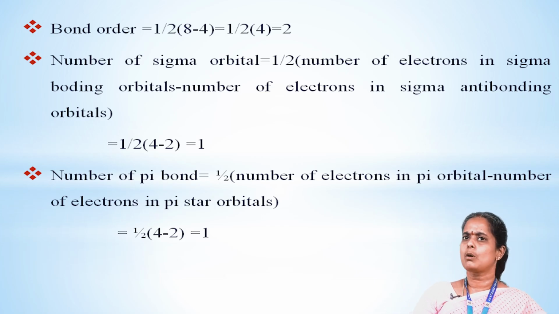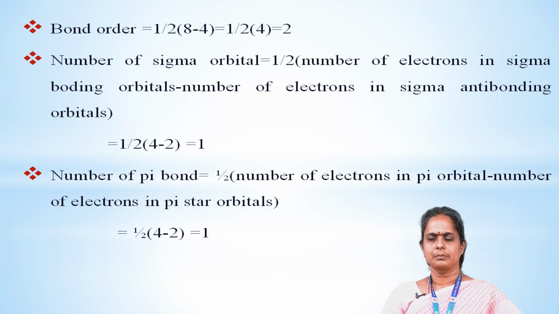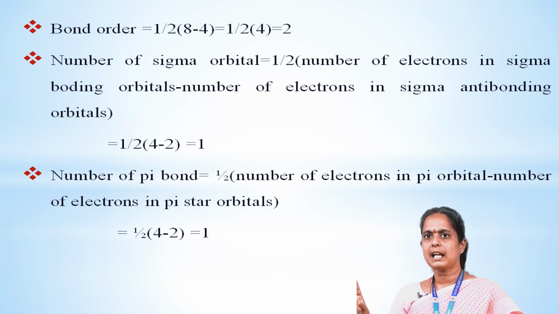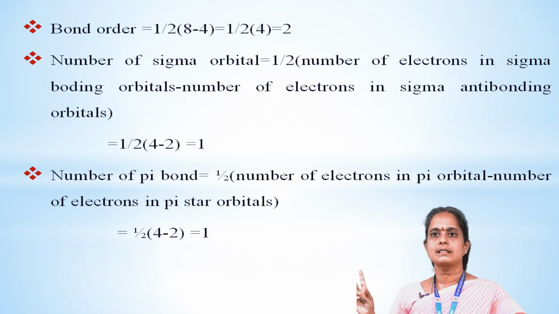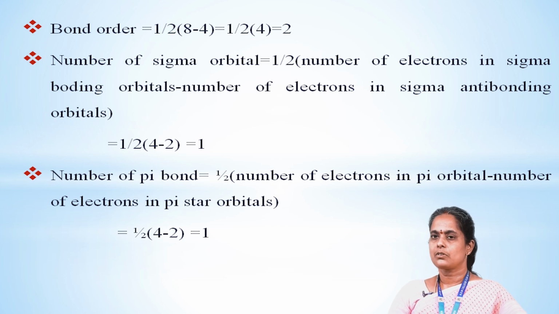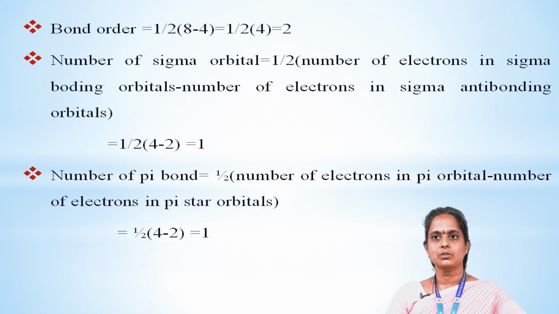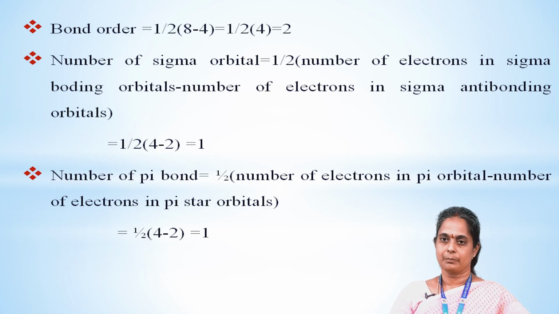In the oxygen molecule, we can calculate the number of sigma bonds using the formula: half into the number of electrons in sigma orbitals minus the number of electrons in sigma star orbitals. So, the number of sigma bonds is half into 4 minus 2, that is equal to 1. That is, the oxygen molecule contains 1 sigma bond.